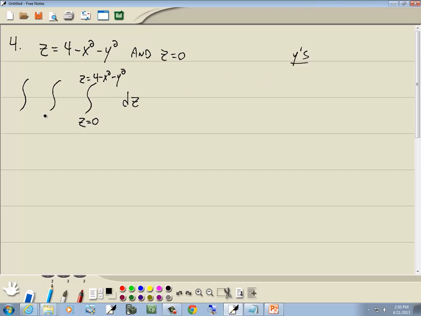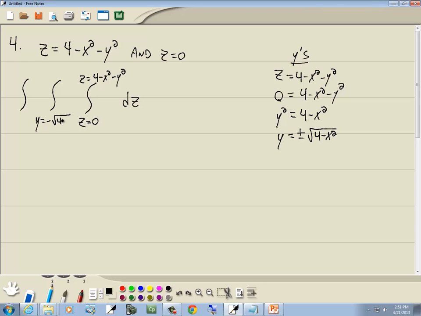Now our next one, our y's. Okay, we're starting with our equation. z is equal to 4 minus x squared minus y squared. The variable we just did was z, so we put 0 in for z. So we've got 4 minus x squared minus y squared. Take the negative y squared over, it becomes a positive y squared. Square root property. Drop your squared, put a plus or minus square root around the other side. So then y is going to go from negative square root of 4 minus x squared to y is equal to positive square root of 4 minus x squared.